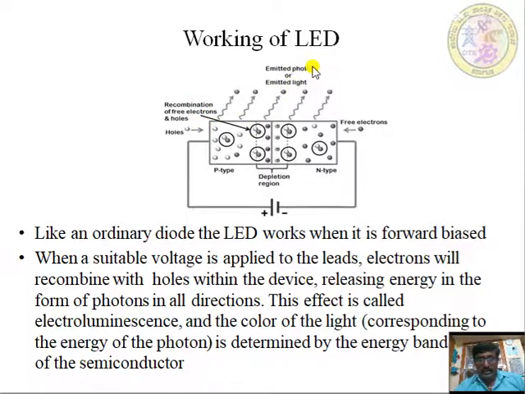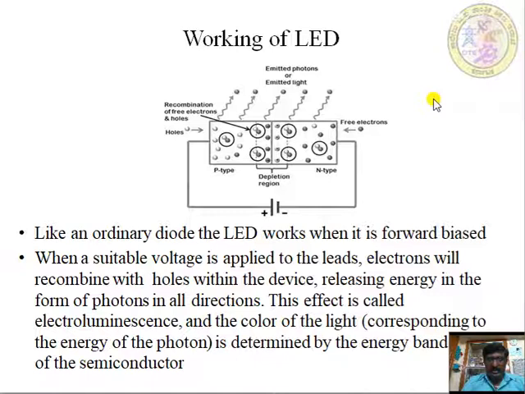So here the emission of photons, or the emitting of light, takes place. Like an ordinary diode, the LED works when it is in forward bias. When a suitable voltage is applied to the LED, electrons recombine with holes within the device, releasing energy in the form of photons in all directions.